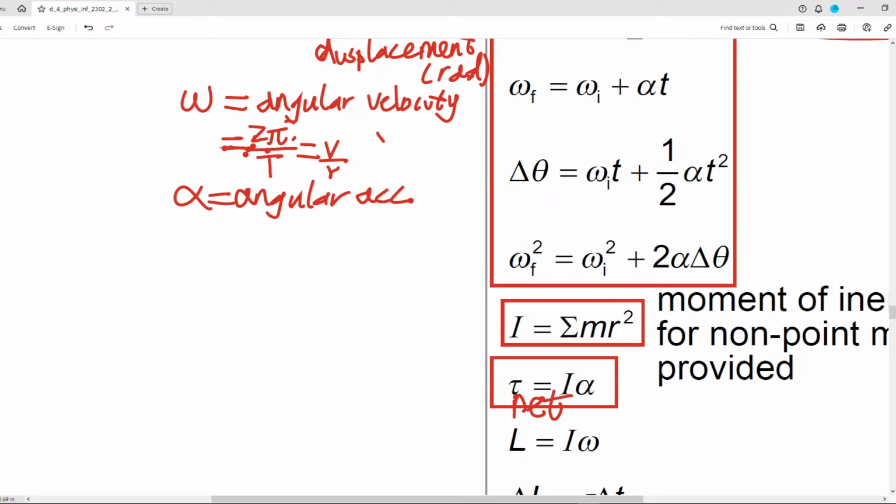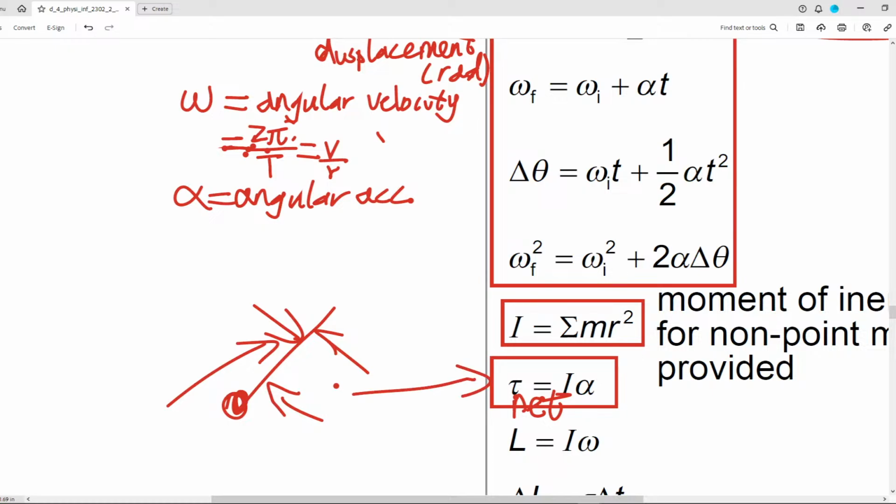So you imagine you have multiple forces, right? This force pushing over here, this force pushing over here, this force pushing over here, a bunch of forces pushing. Some force may be pushing this way. The resulting torque from all the forces is equal to that.